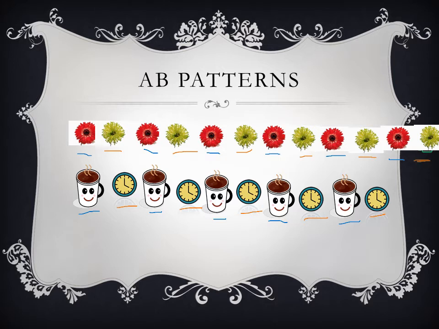So our second pattern, we have the same thing that repeats, but this time something different repeats. We have a coffee cup and a clock. So our coffee cup is the A and the clock is the B. So our pattern goes coffee cup, clock, coffee cup, clock, coffee cup, clock, coffee cup, clock.